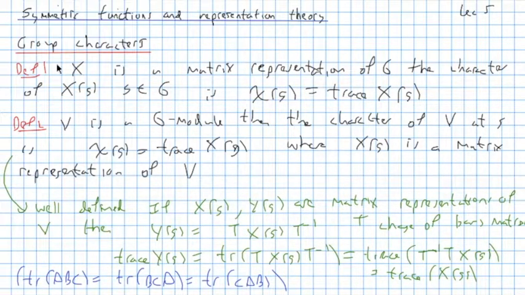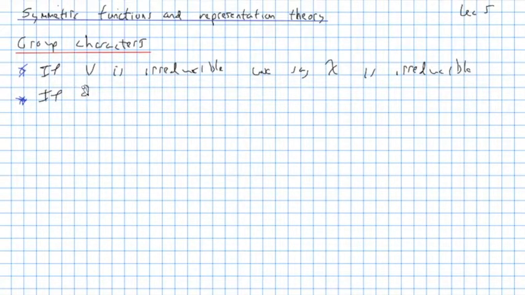Okay, so that's the main definition of today. Some terminology: if the representation is irreducible, we say that the character is irreducible. The other thing is that if the representation is one-dimensional, then the character of g is the same as, if we have a matrix representation X_g, just the one-by-one entry. Okay, and we call these one-dimensional characters linear characters.